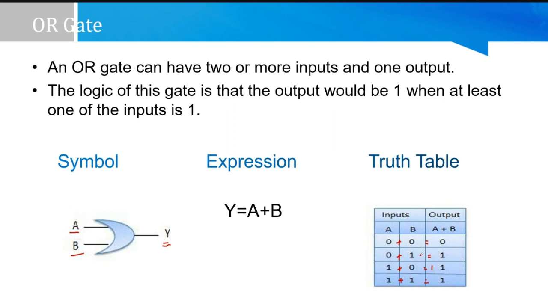It means that it will give the output when any one of the inputs is high. So that's why this is the expression. So what are the OR gate applications? The operation of the OR gate is that out of two inputs, if any one of the inputs is high, it will provide the output as high. If both the inputs are low, the output will be low.